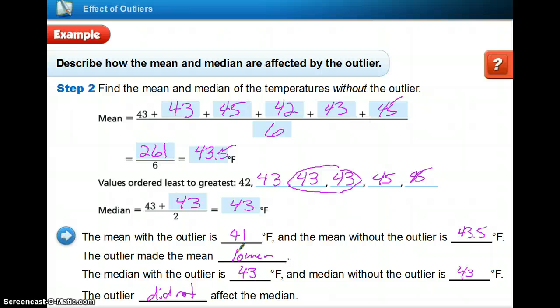What I want you to do is answer questions 1, 2, and 3 at the bottom of pages 477 and 478 in your small groups.